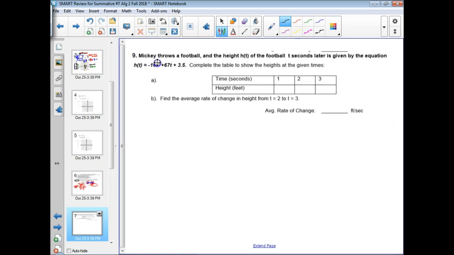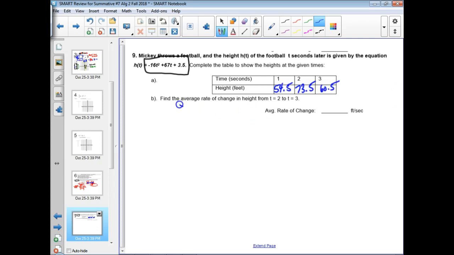So this question, just for another example of it, if you were to type that into your y equals menu and then go to your table, you're going to have new values here. 1 second, 2 seconds, 3 seconds. You get 54.5 feet. This is Mickey throwing a football. And 73.5 feet and 60.5 feet. So again, the y is measuring the height of the ball.